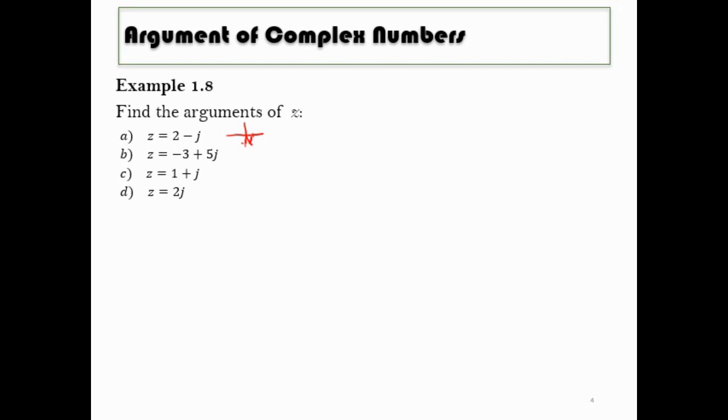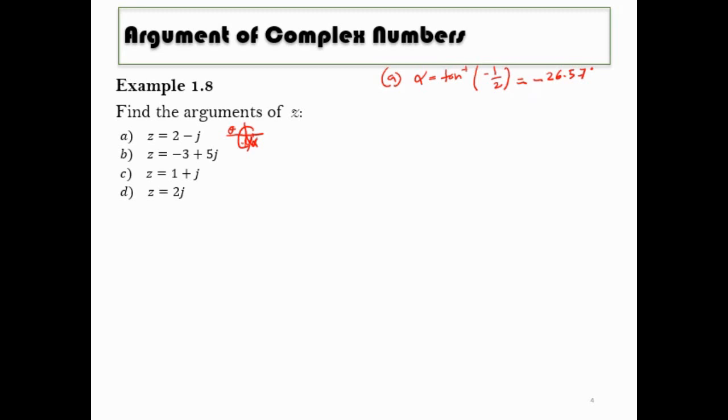So remember, for fourth quadrant, 360 minus alpha. So we want this theta. So find the alpha first. Alpha is equals to tangent inverse negative 1 over 2. So the answer is negative 26.57 degree. Okay, remember I said ignore the negative because the negative is just the direction.